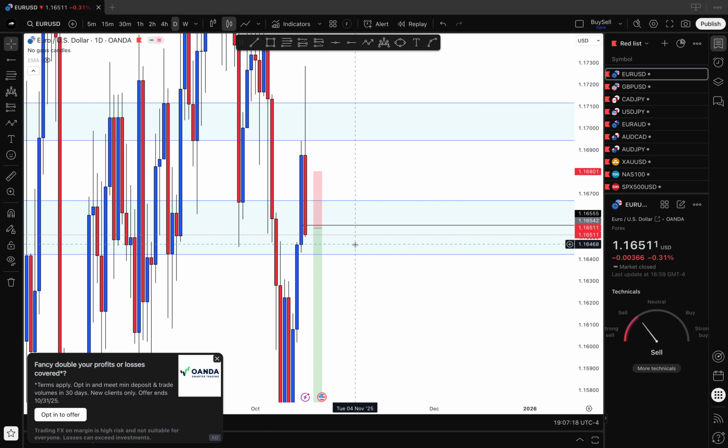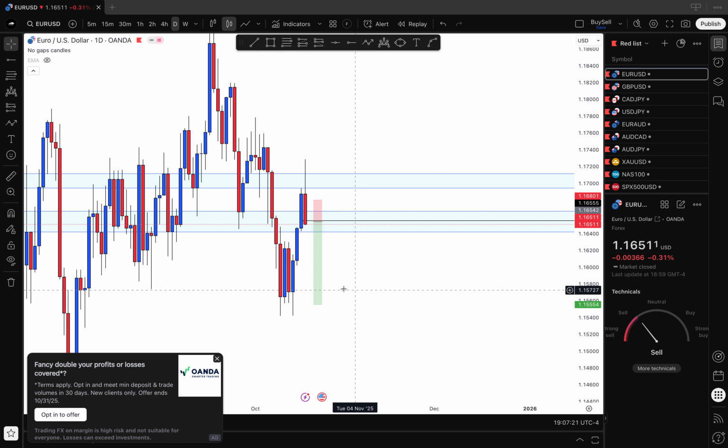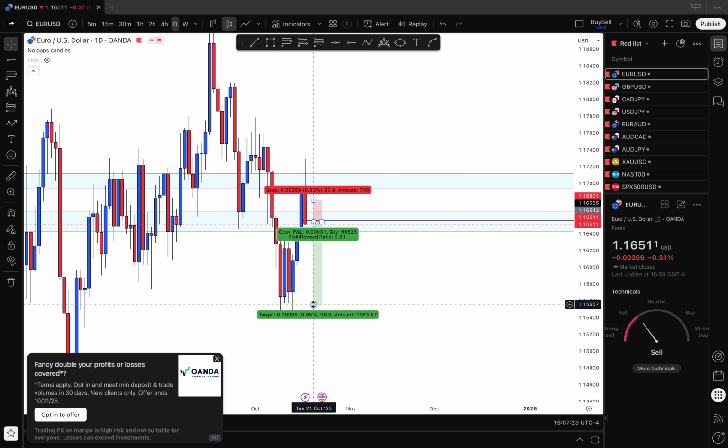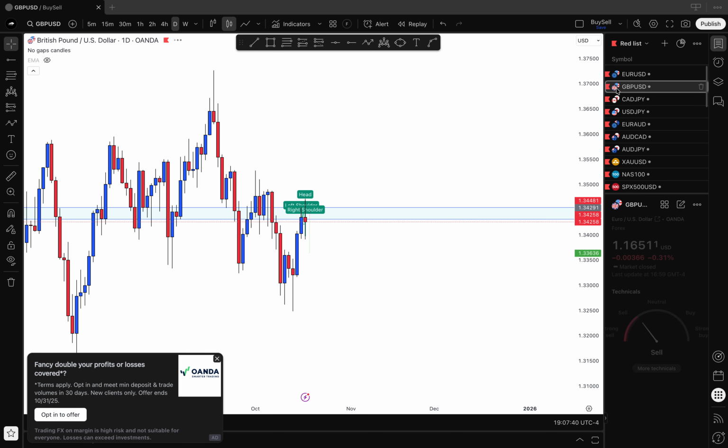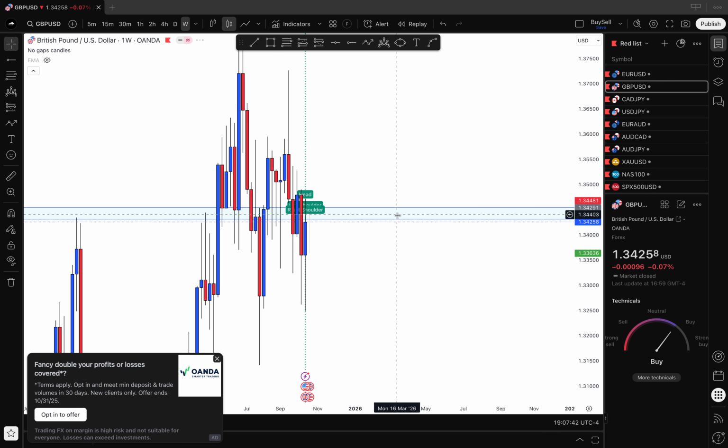And then because my area of interest is based on the daily, my take profit would be the low down here. I always try to aim for at least a 1 to 3 or at least 1 to 2.75 if it's kind of an ugly trade, which you'll see in these other pairs. So that's Euro USD. GBP USD, we're going to do the same thing.